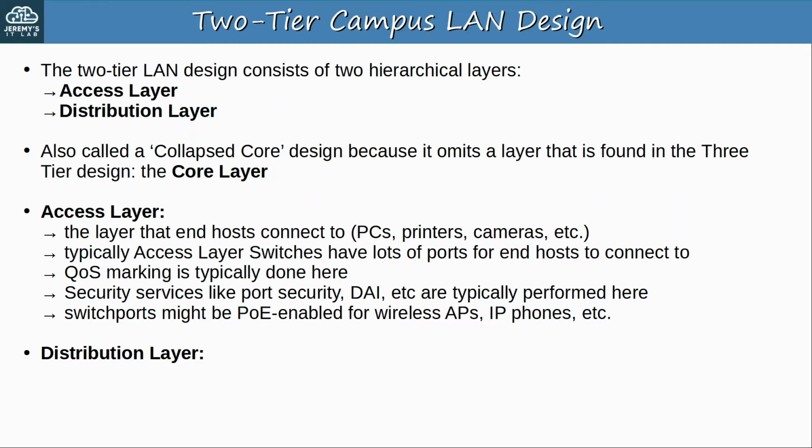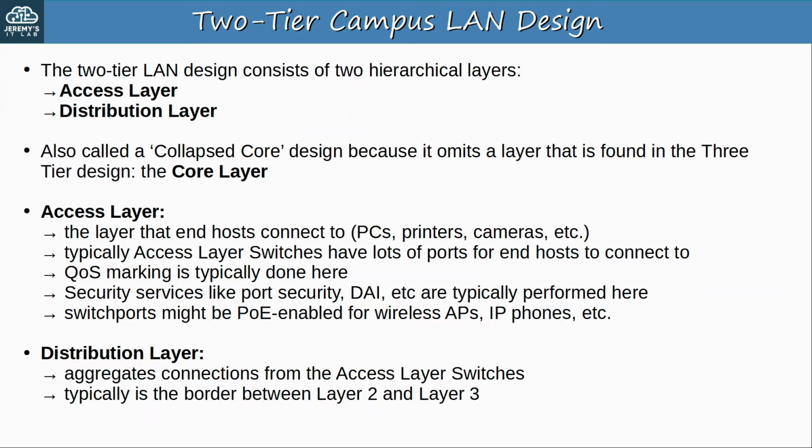Then there is the distribution layer. These switches aggregate connections from the access layer switches. So depending on how many end hosts there are, your network might have many access layer switches. Those connections are then usually aggregated to a redundant pair of 2 distribution layer switches, as you'll see in the next slide. Typically, this is the border between layer 2 and layer 3 in the network.